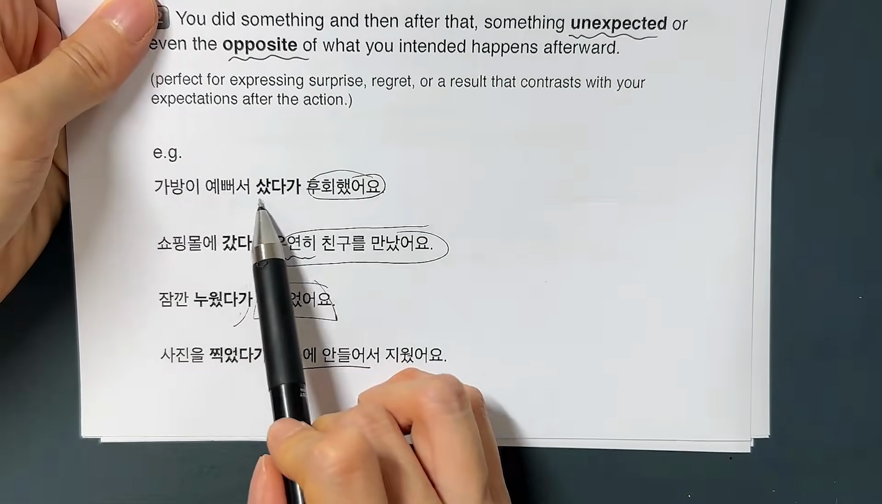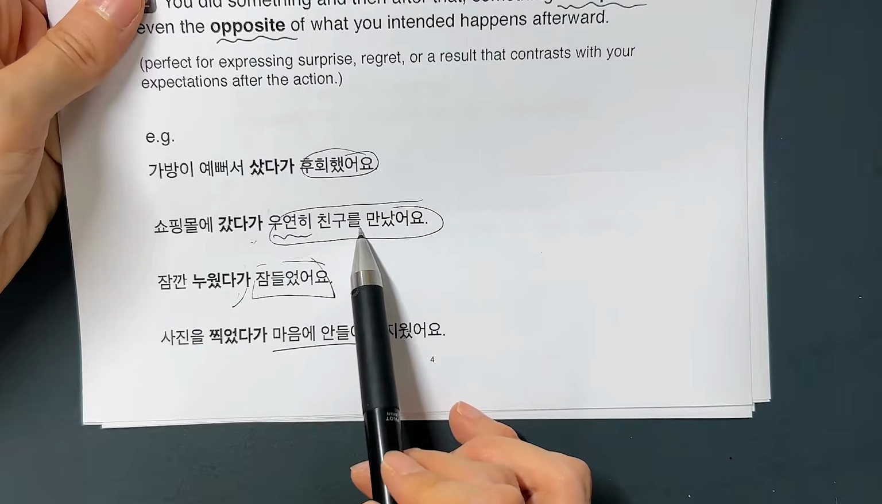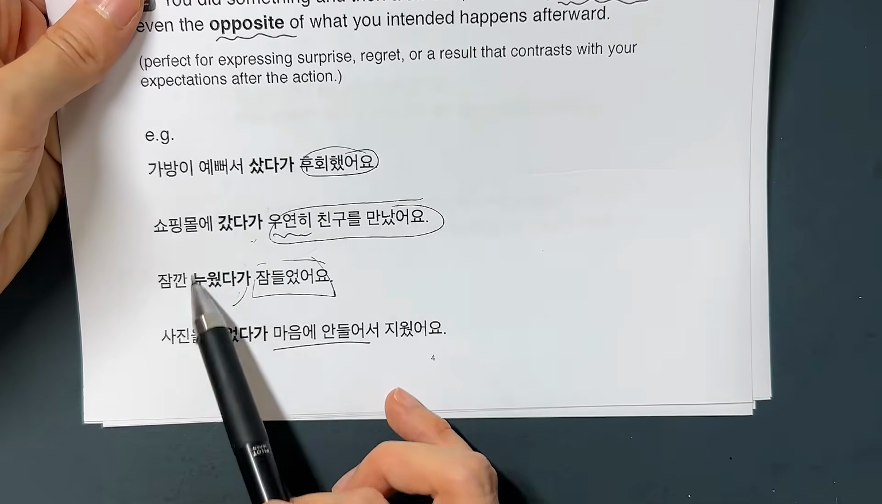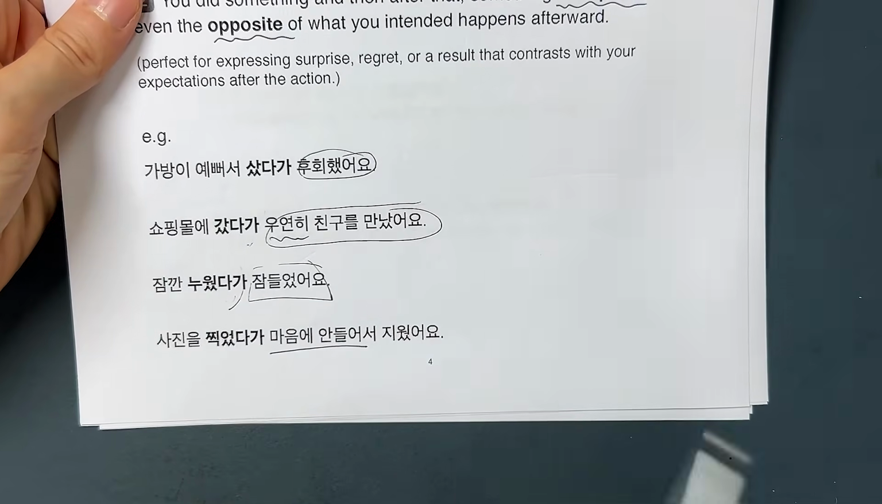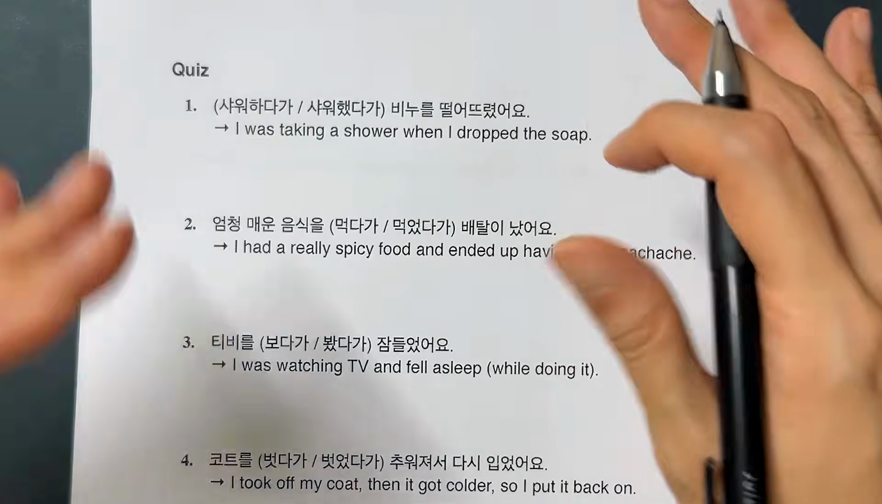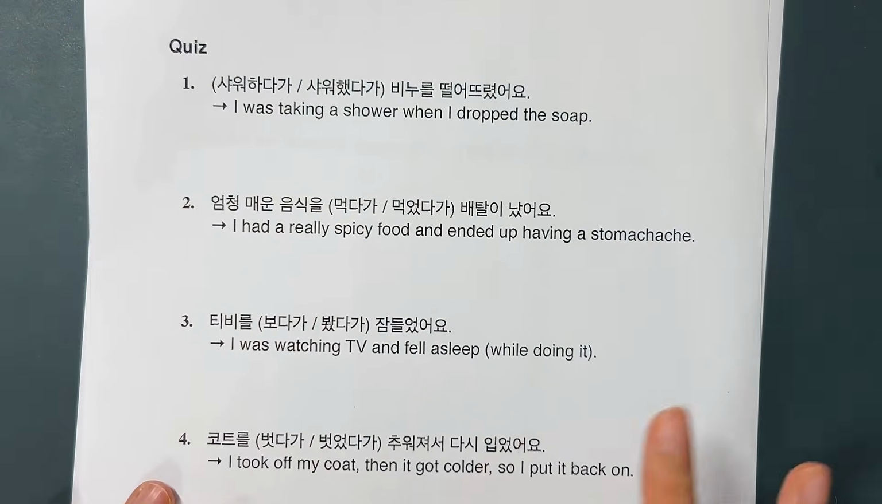So for these example sentences, you can say 예뻐서 샀다, 후회했어요. 쇼핑몰에 갔다, 친구를 만났어요. 잠깐 누웠다, 잠들었어요. 사진을 찍었다, 지웠어요. They're both correct. And before we wrap up, let's do a quick quiz, guys. So select the correct one in the parenthesis.